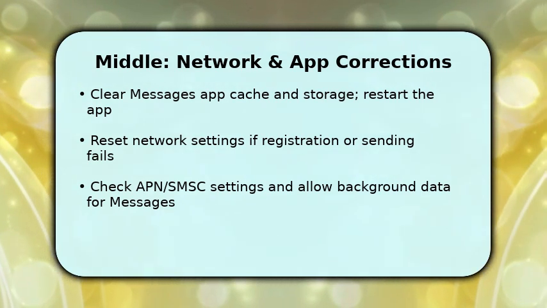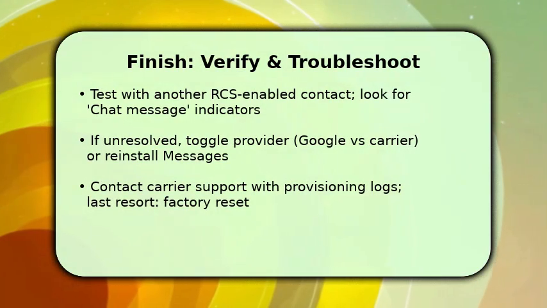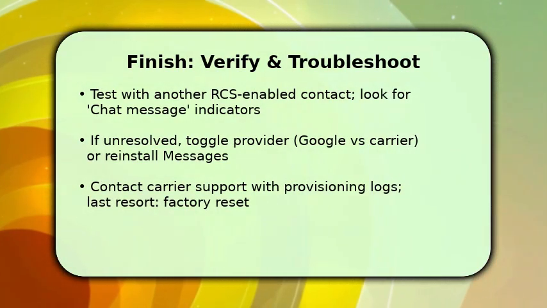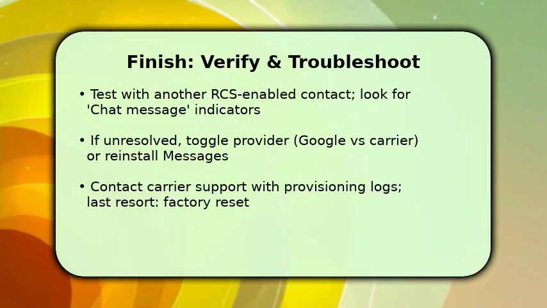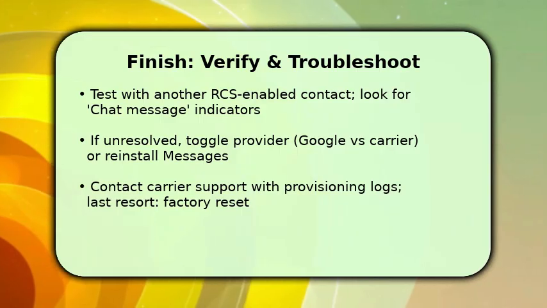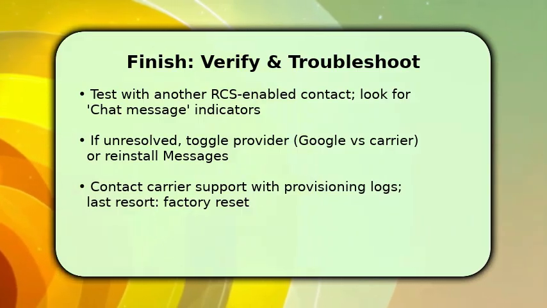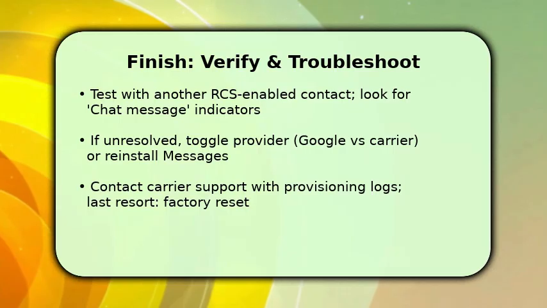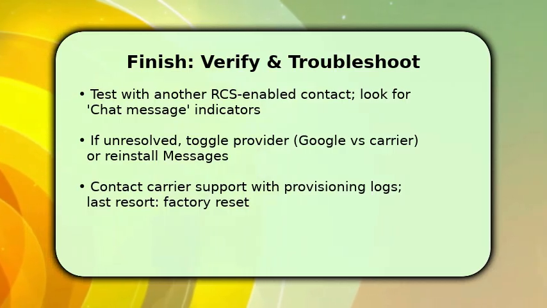Finish by testing. Start a conversation with another RCS-enabled contact and confirm you see chat indicators and typing/read receipts. If problems persist, try switching RCS provider settings between Google and carrier, or reinstall Messages to force fresh provisioning.